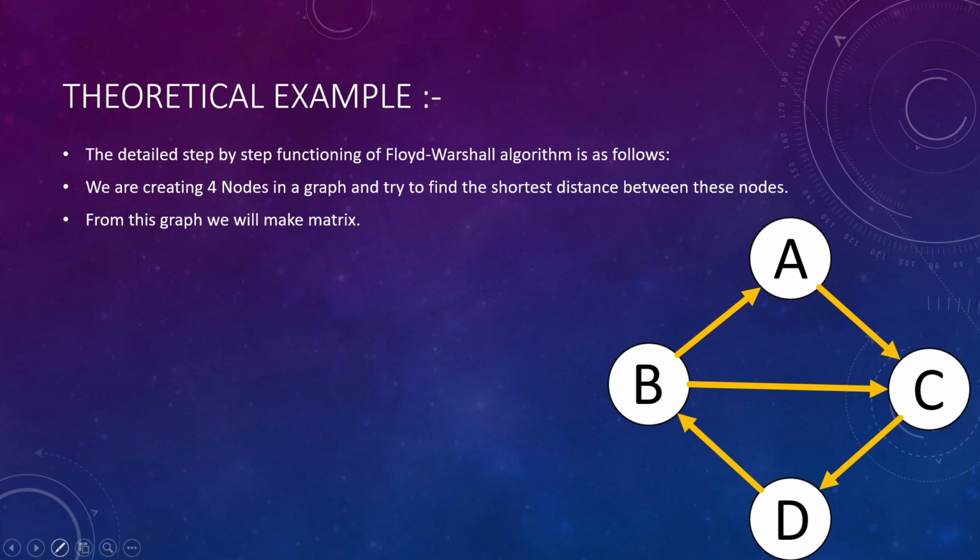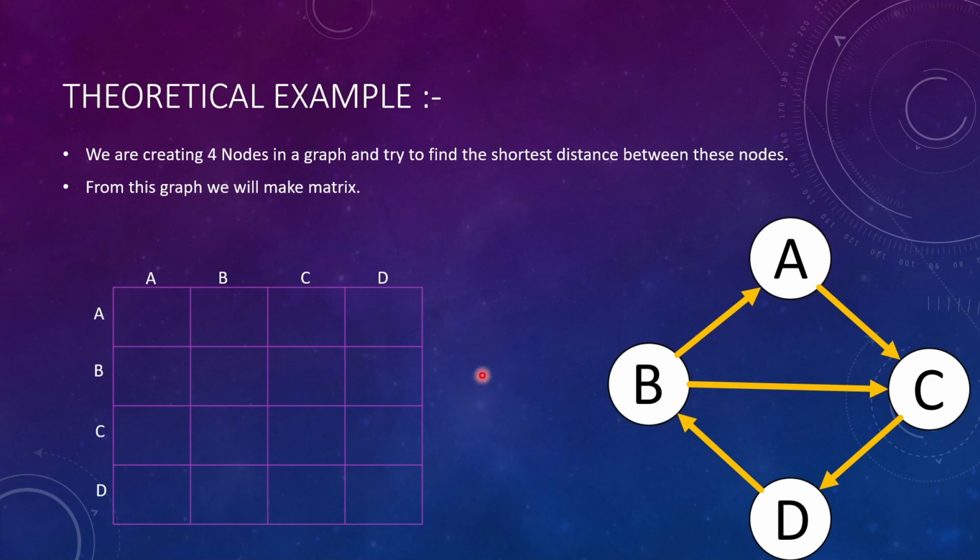So here we have taken a graph consisting of four nodes denoted by A, B, C and D, and there are five edges. For mathematical purposes, we have to make a 4 cross 4 matrix as we have four nodes in our graph. If your graph consists of x nodes, then we will have to make an x cross x matrix.